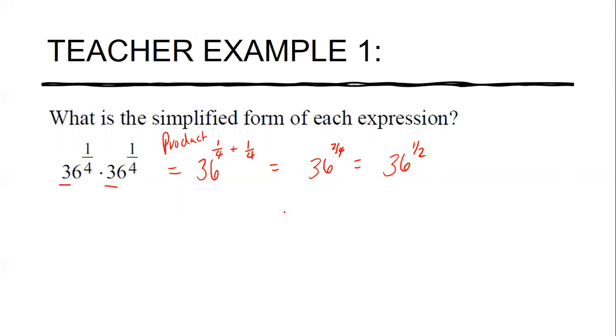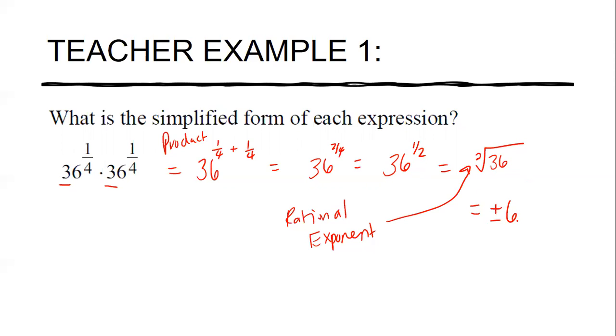All right. So now I have 36 to the 1/2. Well, using our rational exponent rule, what does this half mean I'm actually doing? That means that I'm actually taking the square root. It means that my index is 2, and I'm looking for the square root of 36. So 36 to the 1/2 is the same thing as me saying, what's the square root of 36? And what's the square root of 36? Plus or minus 6, right?